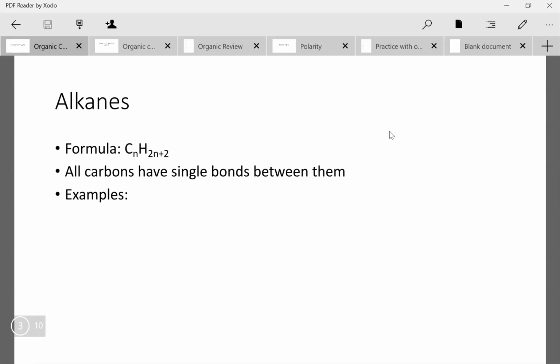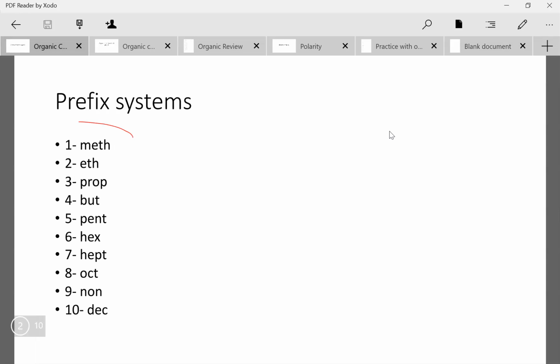It's important first that we understand that the prefix system has to be with you at all times. If you haven't memorized it yet, you have to have this written down somewhere, otherwise, well, you can't really name anything. After 5, there's familiarity, as in these are the things that we've seen before. Pent for 5, hex, hept, oct, non, and dec. But 4, 3, 2, 1 are kind of different.